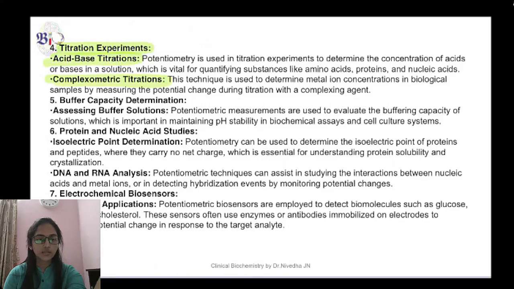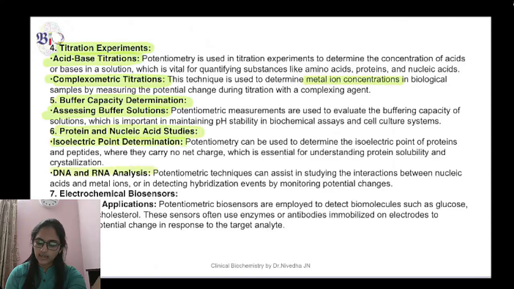Acid base titration is about acids and bases, the pH, the concentration of acids, or the bicarbonate present, that you can measure. And complexometric is for metal ion concentrations present in the sample. If it brings about any change on complexing with anything, then you can use these potentiometric techniques. Then buffer capacity determination, where you assess the buffer solutions. And protein and nucleic acid studies for isoelectric point determination.